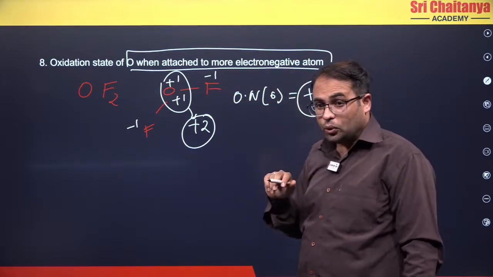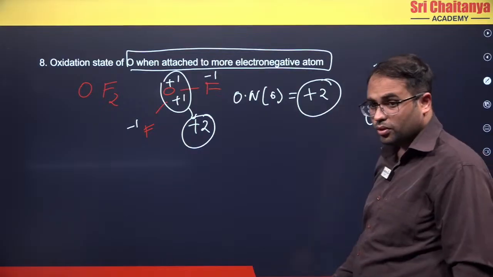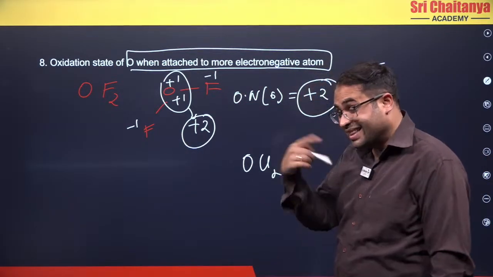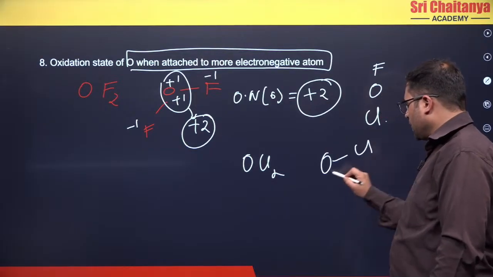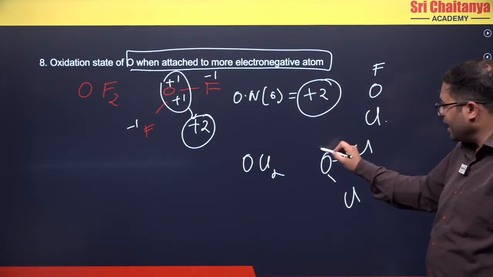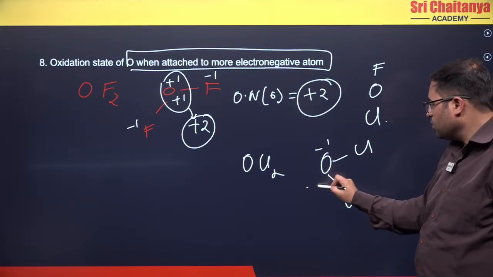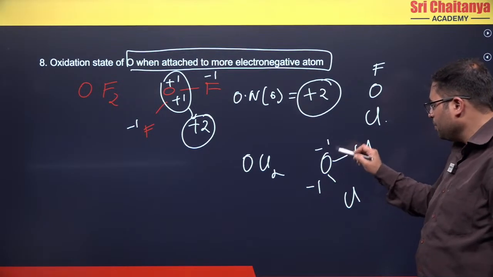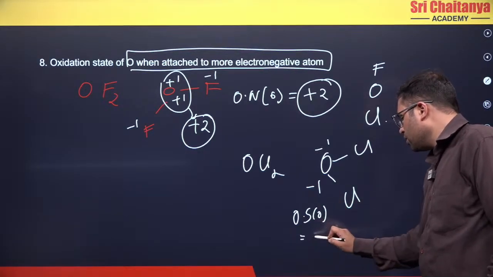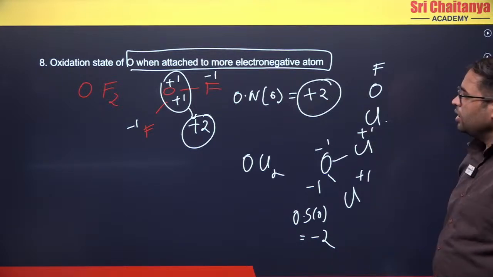If you remember, I told you that fluorine is the most electronegative, then oxygen, and then chlorine. Now, if the compound is OCl2, then things will be different. Why? Because now oxygen is more electronegative again. So -1 here for this bond, -1 here for this bond also. So the oxidation state of oxygen will again be -2, and this will get +1.